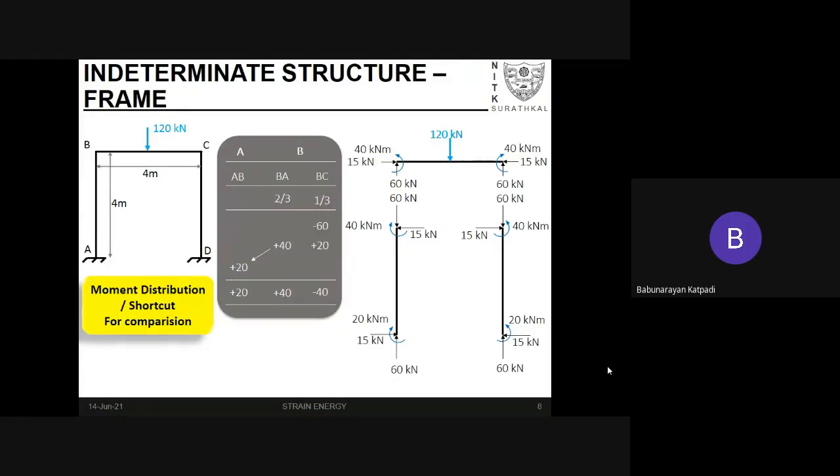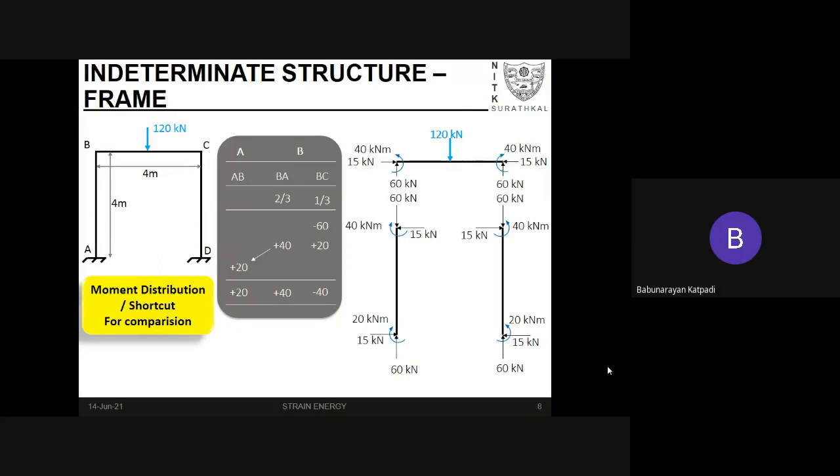We'll go to one more example of an indeterminate structure. We consider a single bay, single story portal frame. All members have the same inertia, let us say. All members have the same inertia means the sizes are the same, and the material also is the same, then EI is the same for all the members. We have the beam span as 4 meters and the height of the column as 4 meters, subjected to a concentrated load of 120 kilonewtons at the center of the beam.